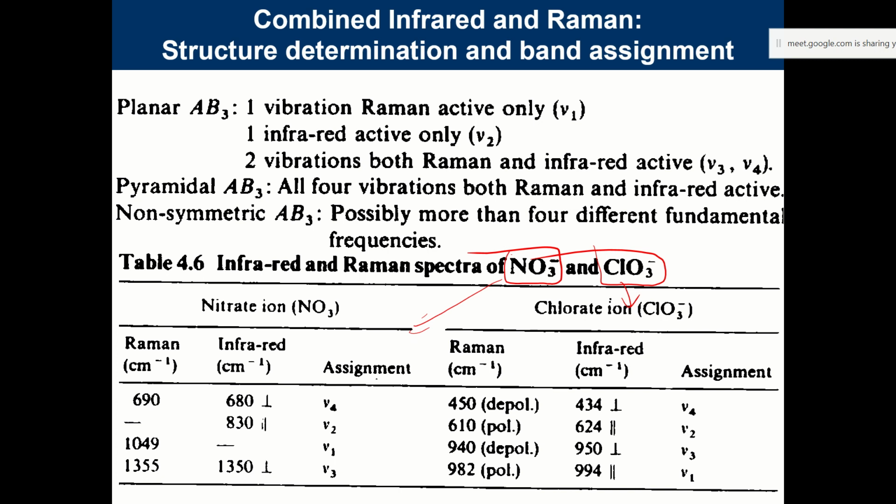So only one of them, mu2, is only infrared active. Mu4, sorry, not this one, this one, 1049, mu1 होना चाहिए, हाँ, mu1 is only Raman active, mu2 is only IR active. So overall, you are getting 3 bands in IR, 3 in Raman. In case of chlorate all of them are active. So this was the case.